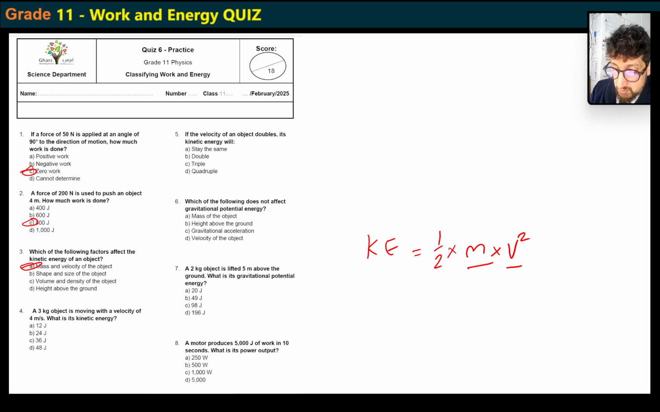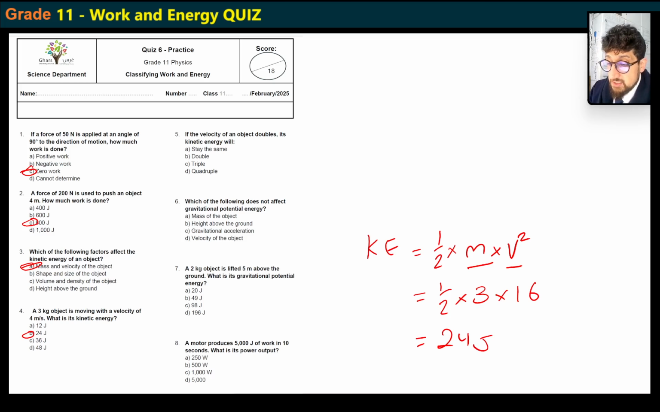Right, so question 4. A 3 kilogram object is moving with a velocity of 4 meters per second. What is the kinetic energy of the object? It's going to be half mv squared. So it's going to be half times 3 kilograms multiplied by 16, which is 4 squared. That's going to be 1.5 times 16, or 24 joules. So that's going to be B.